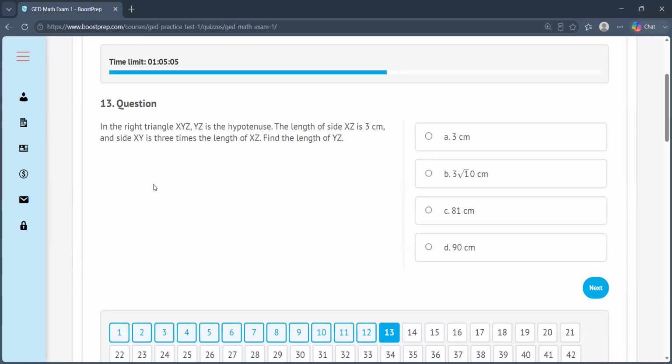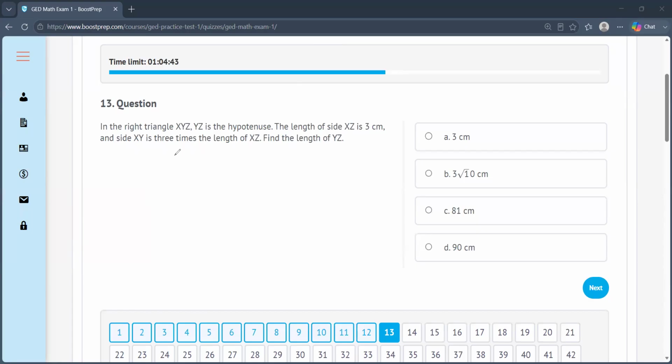13. In a right triangle XYZ, the length YZ is the hypotenuse. The length of side XZ is 3 centimeters, and the side XY is 3 times the length of XZ. Find the length of YZ. Okay, so you're going to have to draw an image and you have to draw it correctly, otherwise it will be wrong.